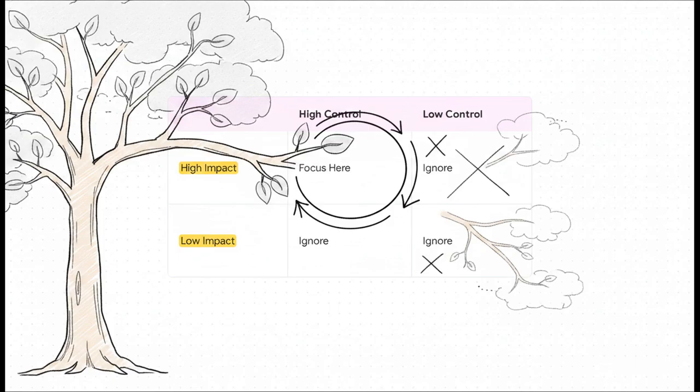We look at each one and ask, is it high, medium, or low impact, and is it high, medium, or low control? The script you need to run through your head is which branch explains the largest share of the problem and is most controllable. For sure, we are only going to focus our time and energy on the top right quadrant, the areas where we have high impact and high control. Just ignore the rest for now.